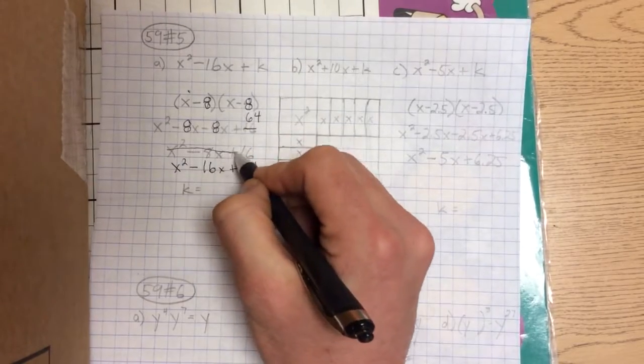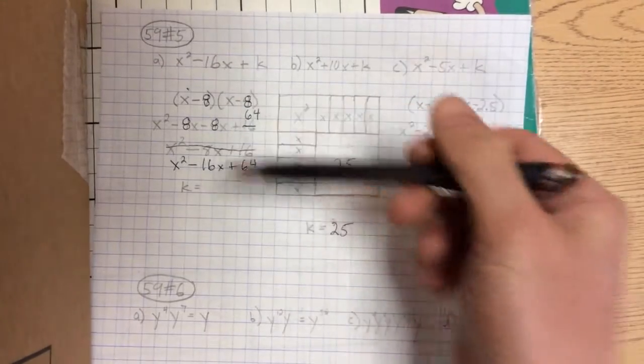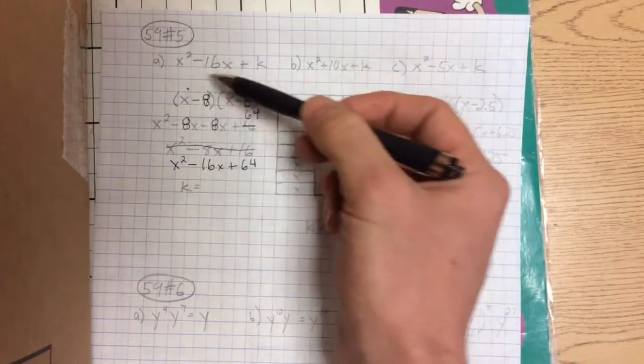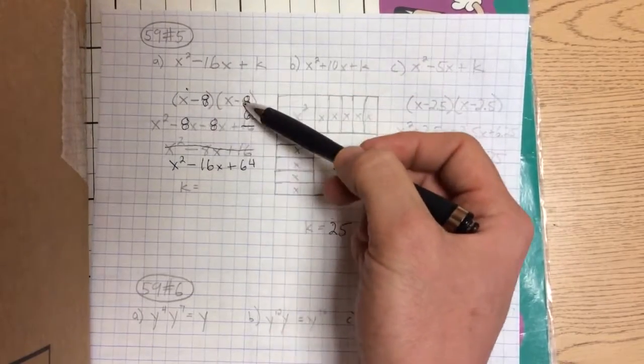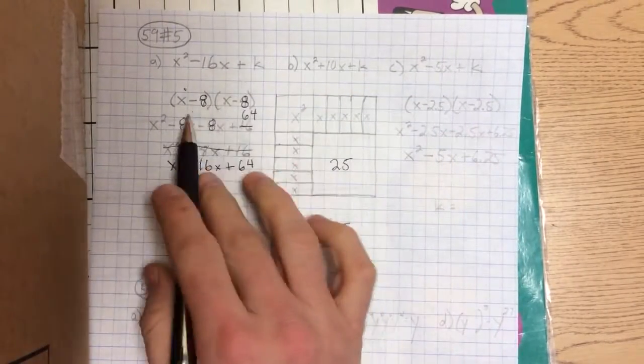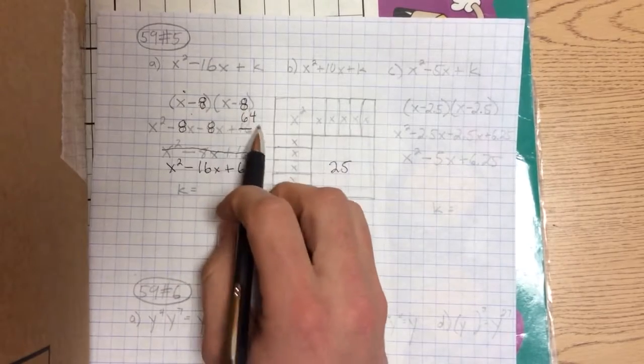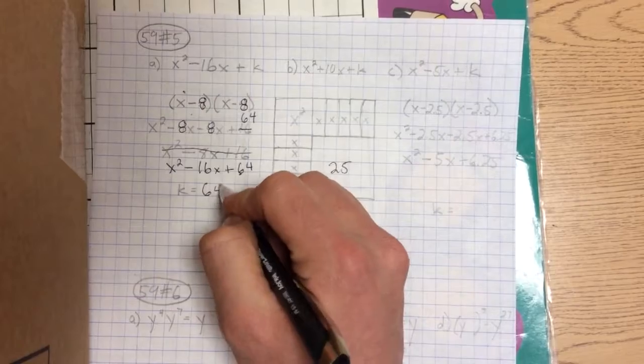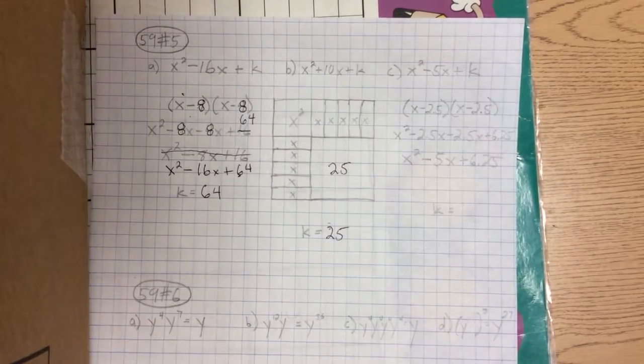I apologize. Okay, so we've got minus 16x. If it was plus 16x, we'd do x plus 8 times x plus 8. But since it's minus 16, we're doing x minus 8 and x minus 8. And then when we multiply these out, we see we multiply negative 8 times negative 8 at the end and get positive 64. So in this case, the k value is going to be 64.